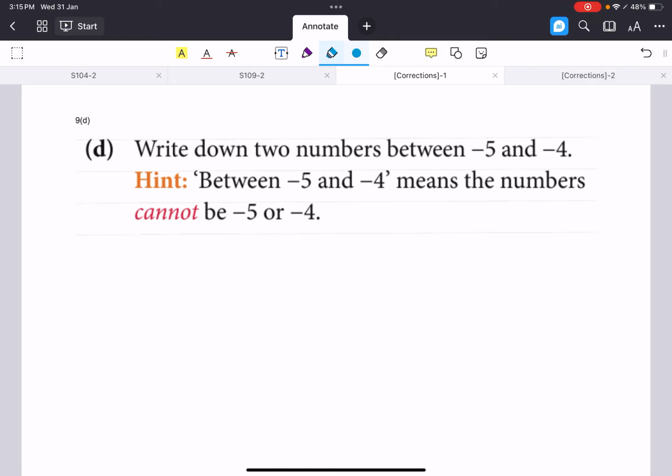But they did say that it's between -4 and -5. They did not have the word inclusive, so don't choose -4 and -5. I can just choose 2 numbers in between. For example, oops, it's in highlighter mode. I can just go, let's say, -4.9 and -4.8. You can still go on, -4.7, -4.6, etc. They are all possible answers. So just give me 2 numbers between -5 and -4. Okay.